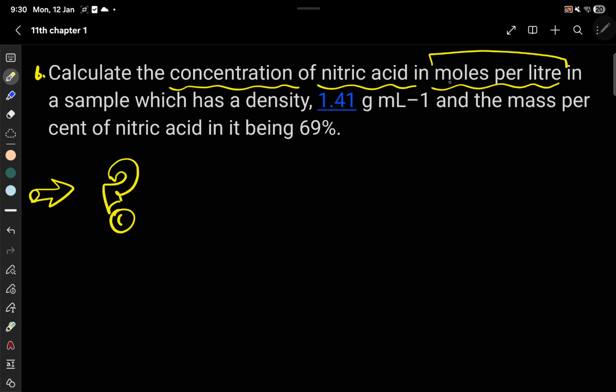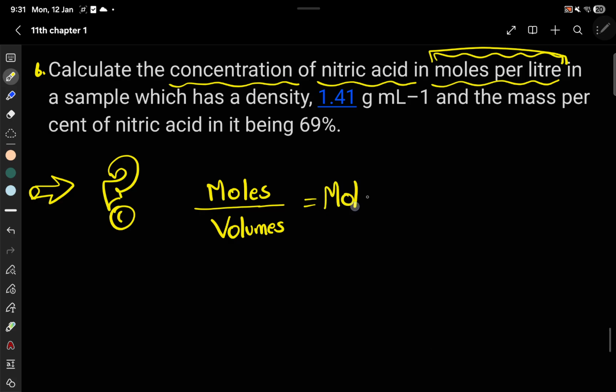So just look at the terms over here, moles per liter. It is saying per liter. It definitely means that in the denominator volume is there and in the numerator number of moles is there. And if we recall, the number of moles in the numerator and volume in the denominator is the formula for molarity. Okay, so indirectly they are asking you to calculate the molarity of nitric acid. So half of the question is itself going to get cleared if you just understand this thing.